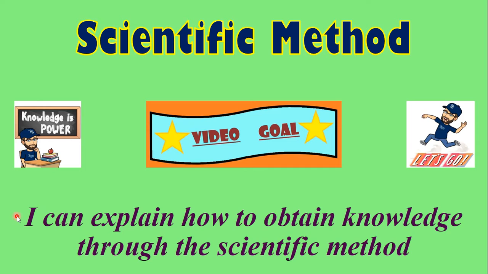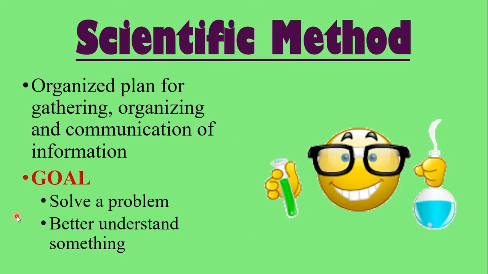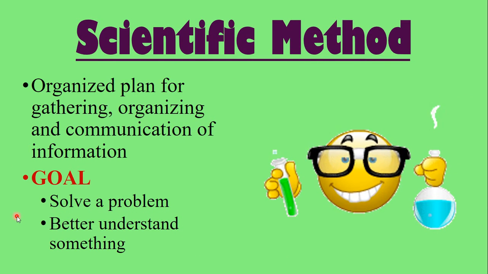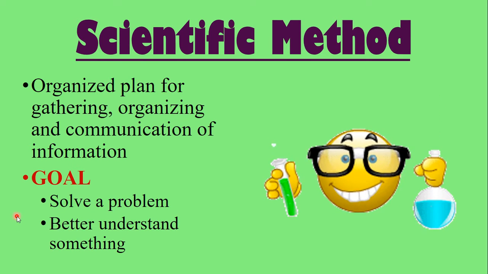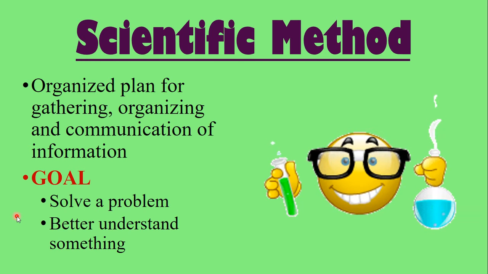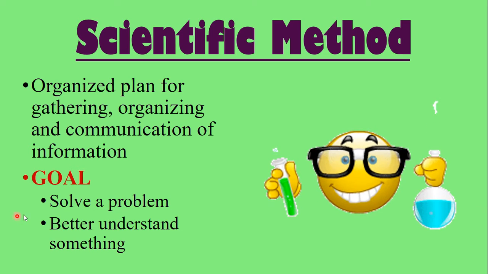I say obtain knowledge. If you refer back to the first video in the Earth Science series, I said science was a system of knowledge and the methods used to gain that knowledge. So here's the method, known as the scientific method. It's an organized plan for gathering, organizing, and communicating information. Somehow we're going to get information, we've got to give it to other people, but we've got to organize it at the same time or keep it in a unique way. The goals of the scientific method are to solve a problem or to better understand something. It's either or. One is to solve something, one is just to know more about it.